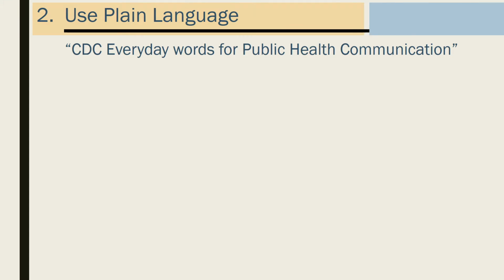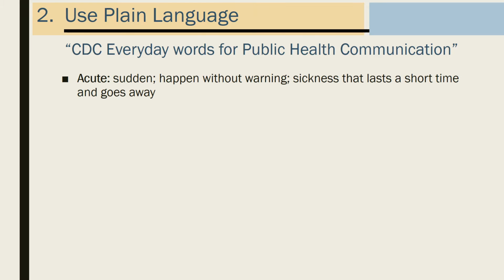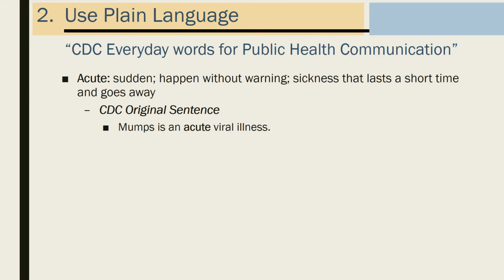Here's an example from a CDC publication called Everyday Words for Public Health Communication. It's like a dictionary/thesaurus to help turn common medical jargon into plain language. For example, acute, a word we use all the time in healthcare settings. And here's their sentence. Mumps is an acute viral illness.